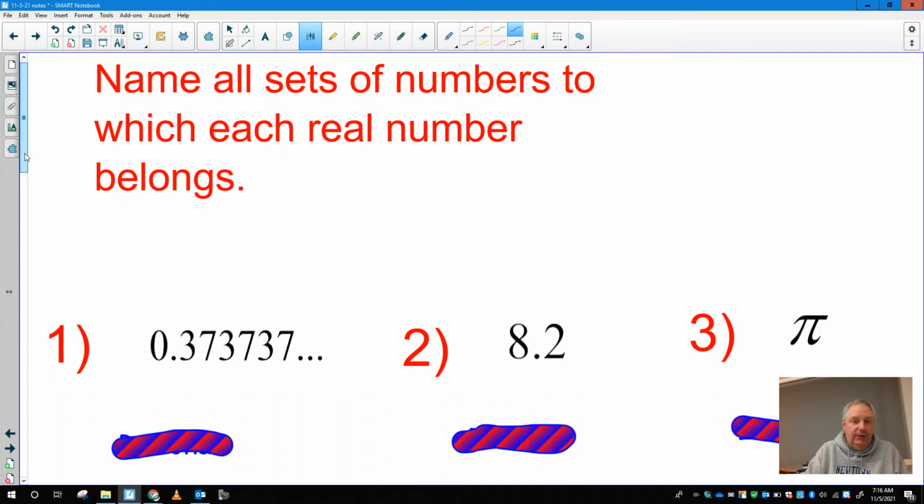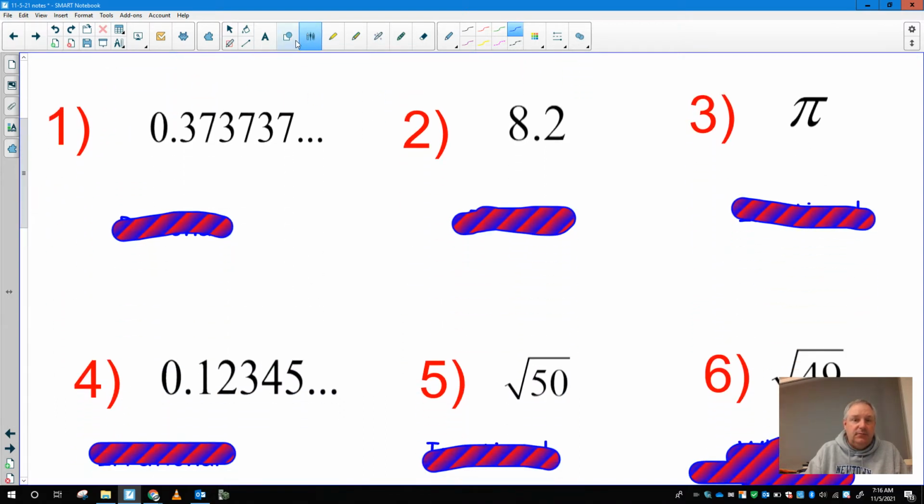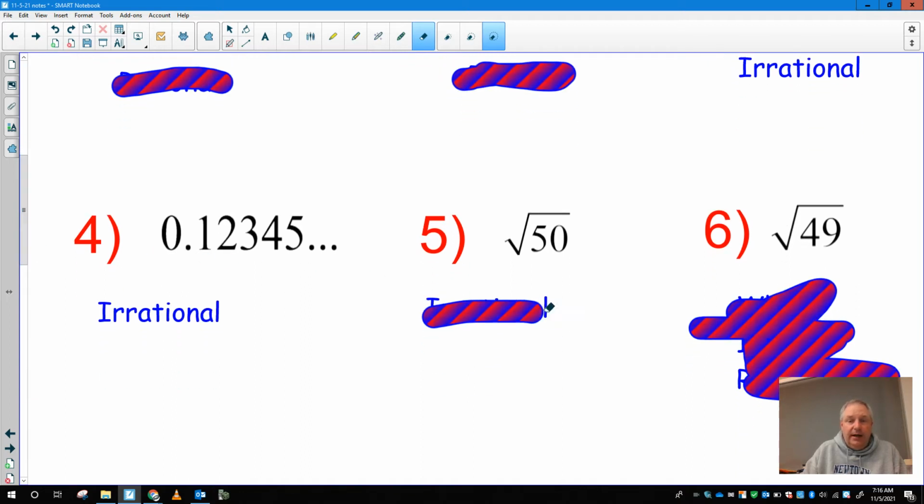Okay, so hopefully you paused and now you're finished with those 10. Let's just go through these. Let's start with the irrational. I know pi is irrational. I know it goes on forever and doesn't stop. So number 4 is irrational. I know square roots that are not perfect square roots. That would be 5. So those are the irrational.